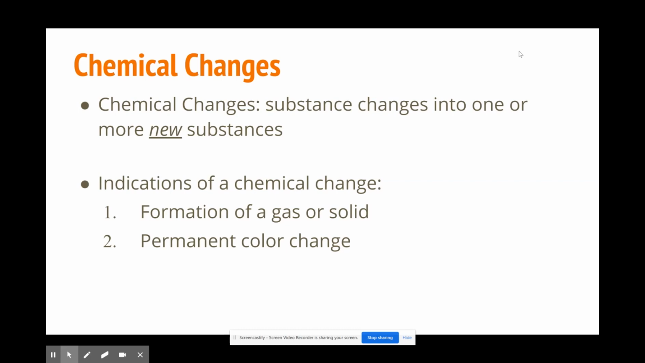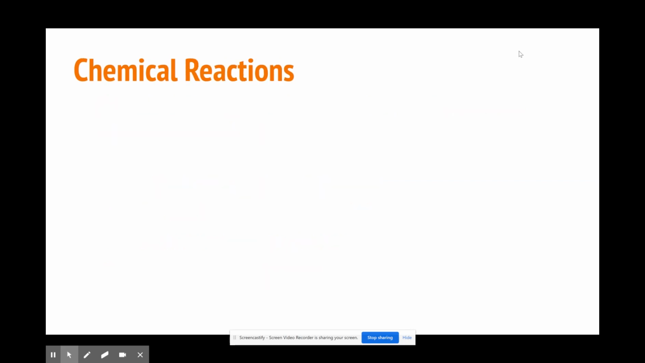A permanent color change. For example, if I were to burn a piece of paper, it would turn from a white color to a dark brown, black, gray color, and I can't undo it. And a temperature change. If I mix two room temperature liquids and they become freezing cold all of a sudden and I didn't put them in a freezer or anything, that is an indication of a chemical change.